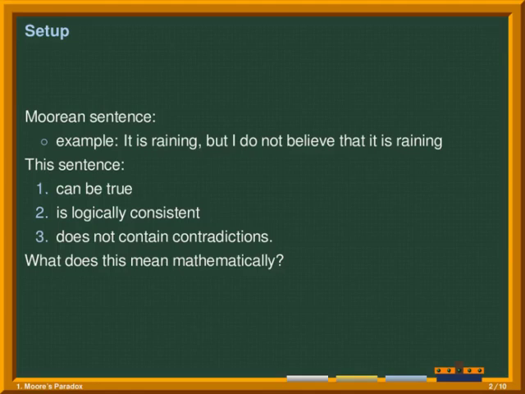It is raining, but I do not believe that it is raining. This statement, an example of Moore's paradox, sounds absurd. And yet, this statement can be mathematically true, is logically consistent, and does not contain any logical contradictions. At first sight, this seems to be a paradox, but let's break down what this statement actually means.